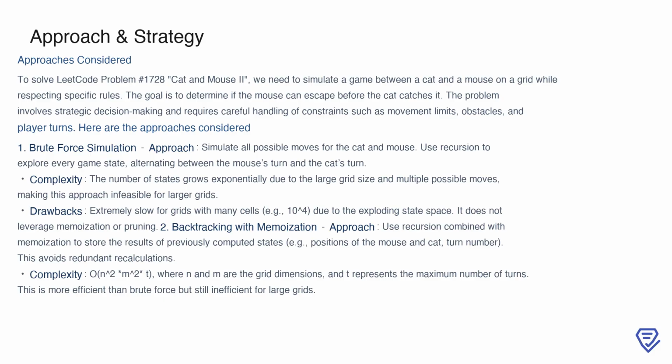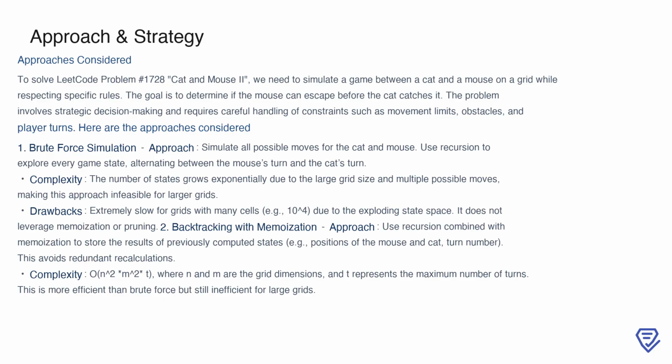To solve the problem of determining whether the mouse can escape the cat on a grid, we need to simulate the game while adhering to its specific rules. The challenge lies in handling constraints like movement limits, obstacles, and alternating player turns. Initially, we might consider a brute force simulation, where every possible move for both the cat and the mouse is explored recursively. This involves alternating turns, simulating all potential game states.